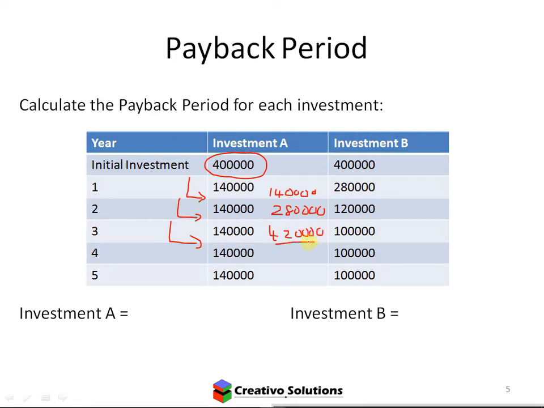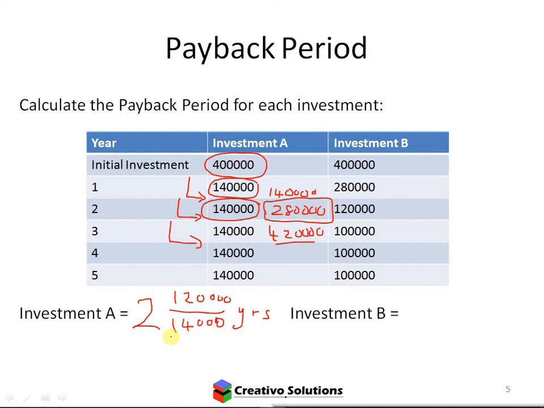Do you agree I need 2 years? If I have 2 years, I'll have 280,000. How much do I have to pay back in the last year to pay back the 400,000? Correct. So 2 years, and 120 out of 140 in the last year is paid back. That is the payback period. So it'll be 2 comma what? What's 120 divided by 140?